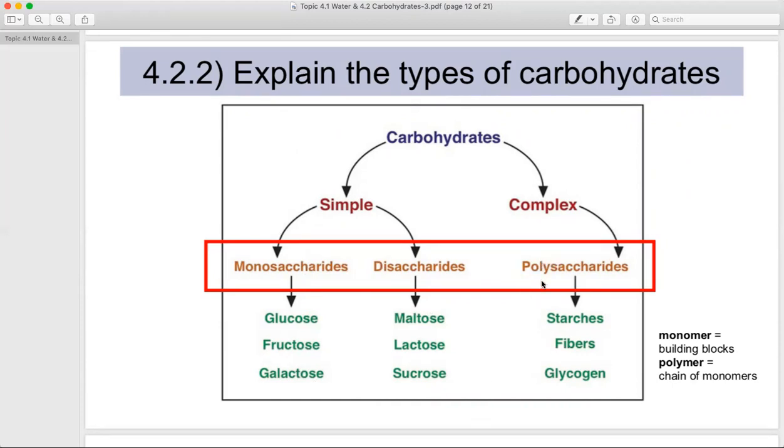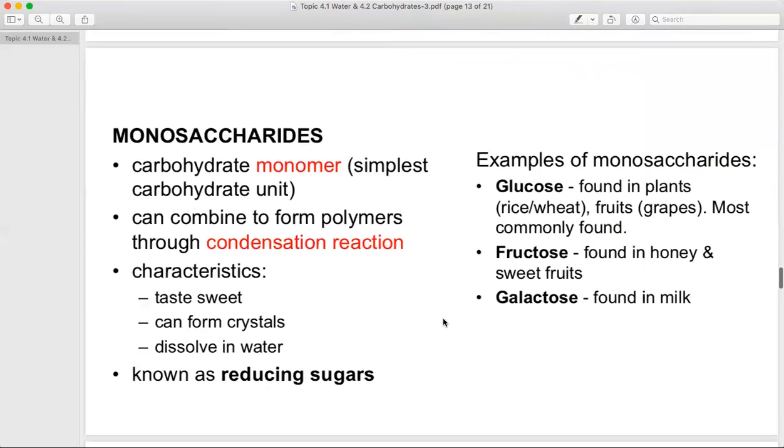Manakala poly means many, bermaksud dia dah ada banyak lebih daripada dua molecules of saccharide, dia akan membentuk polysaccharide. Okay, contohnya starch, fiber, glycogen, lagi chitin, okay, ada satu lagi cellulose. So itu adalah molecules complex untuk structure complex bagi carbohydrate. Okay.